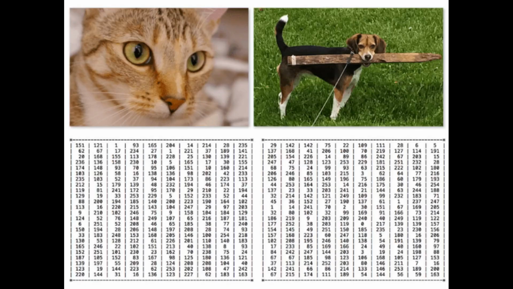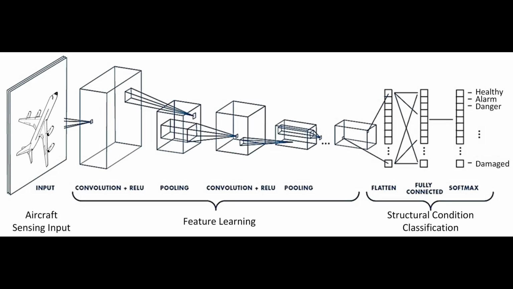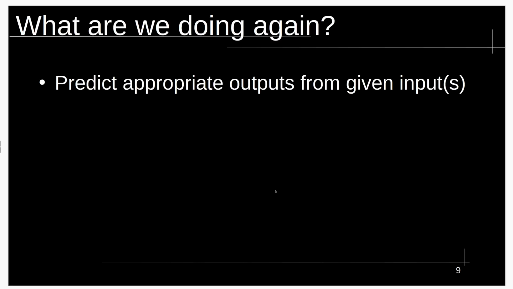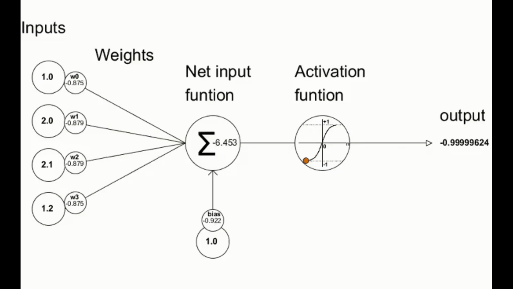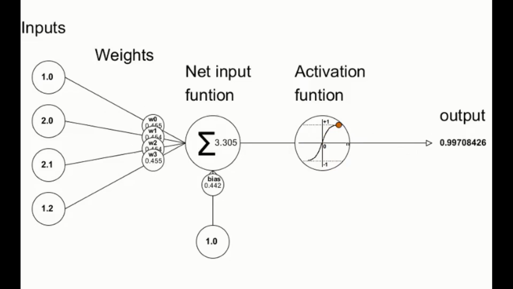But as inputs become more complicated, a deep neural network has been shown to be the most effective way to make these predictions. But the idea of predicting appropriate outputs given a set of inputs is exactly the same. We're going to want to use weights, biases, and activation functions to change the inputs to produce the desired output. And we're going to go ahead and end it there.